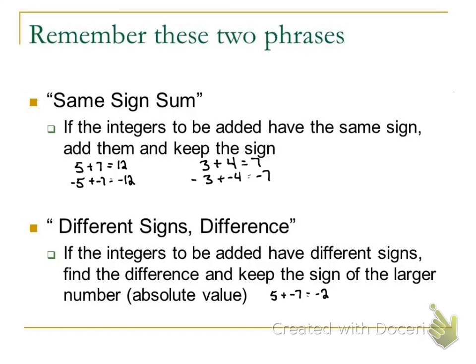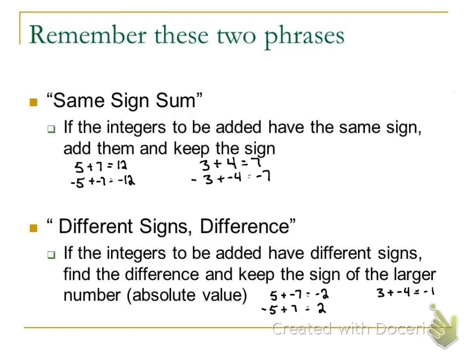So there are 2 numbers between 5 and 7, so the difference is 2. And looking at the numbers, 7 is bigger than 5, so it will have a larger absolute value. I'm going to keep that negative. So 5 plus negative 7 is negative 2 because 7 is bigger than 5. If I have negative 5 plus 7, well, the difference is still 2, but because it's a negative 5 and a positive 7, 7 is larger than 5, so I'm going to keep the positive sign.